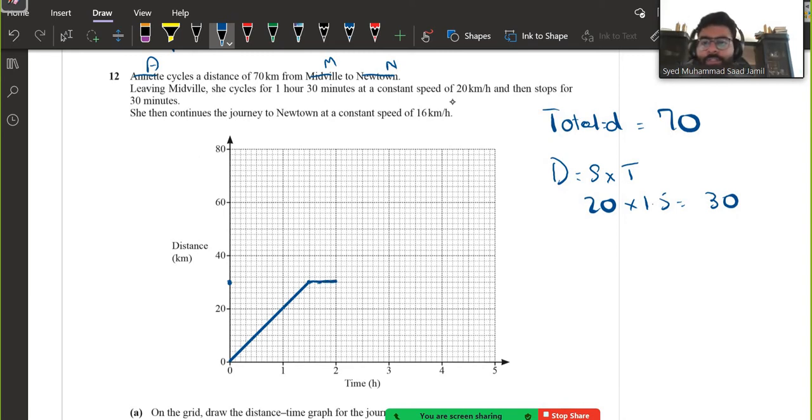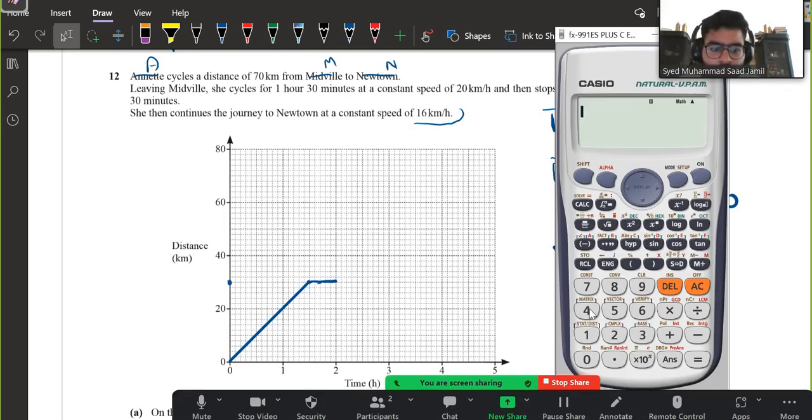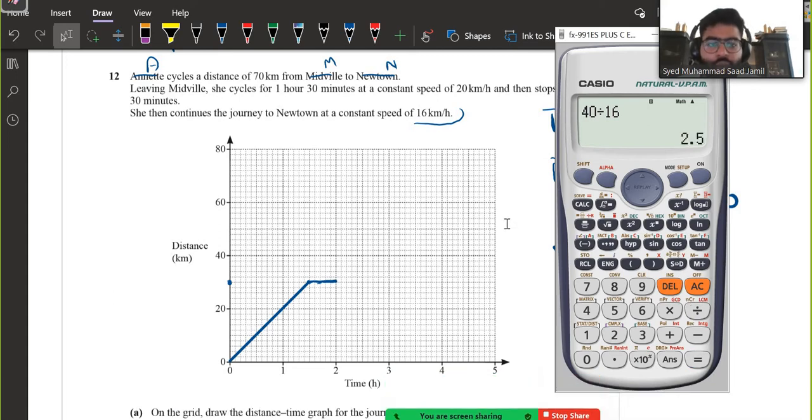Okay. Then it says she then continues the journey to Newtown at a constant speed of 16 kilometers per hour. Now, first of all, we need to find out the time it took. We already know she traveled 30 kilometers, so 70 minus 30 means 40 more kilometers were left. We need to find the time it took. Time is equal to distance upon speed. So distance is 40 and speed is 16 kilometers per hour. 40 divided by 16 is 2.5 hours.